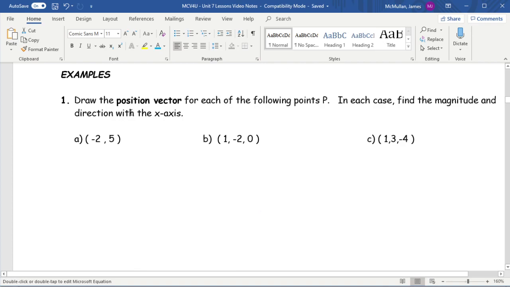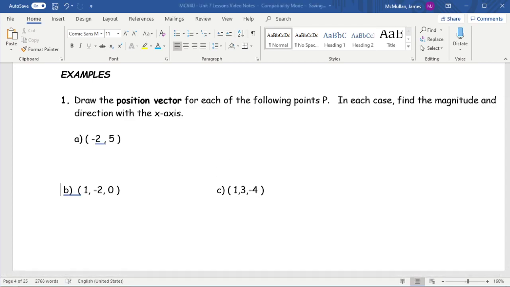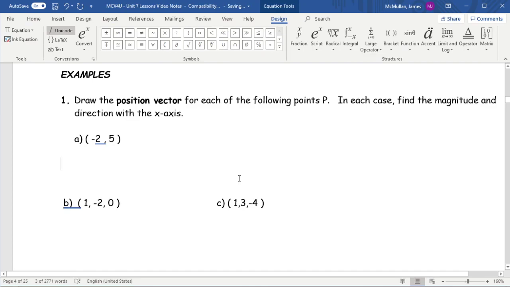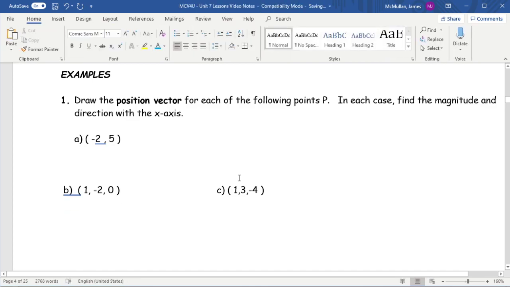Okay? It says draw the position vector of each of the following points. Find the magnitude and direction with the x-axis. So find the magnitude and then find the direction with the x-axis. A is fairly simple. A is a two-dimensional vector. So draw a position vector. I'm not going to draw it. I'm going to trust you to draw it.